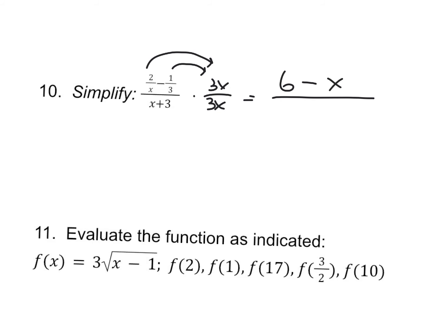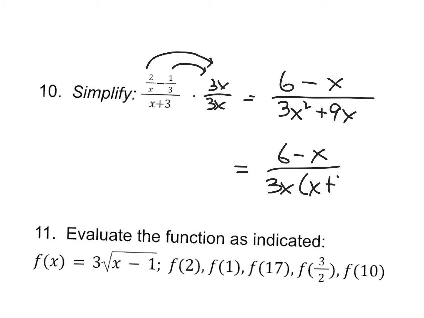In my denominator, I'm going to just distribute 3x times x and 3x times 3. Now, just for safety's sake, I'm going to go ahead and factor that denominator because I can. If I do that, I get x plus 3. Now, nothing cancels, so I'm officially done right there. I know a couple of you are like, yes, it does. It doesn't cancel. Don't cancel. You can only cancel factors. So be careful there.